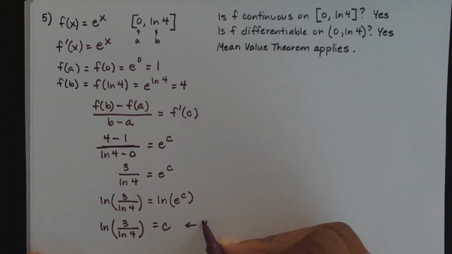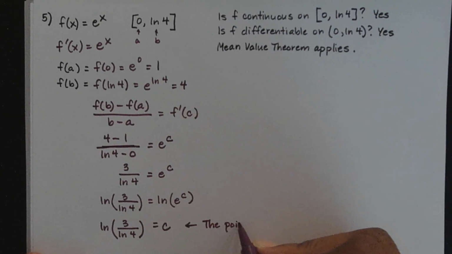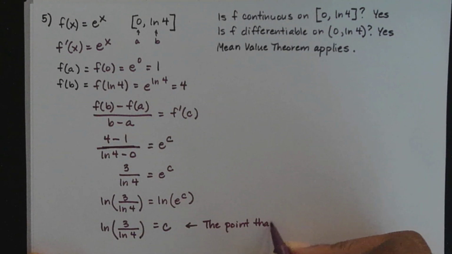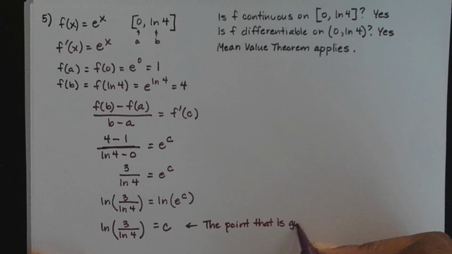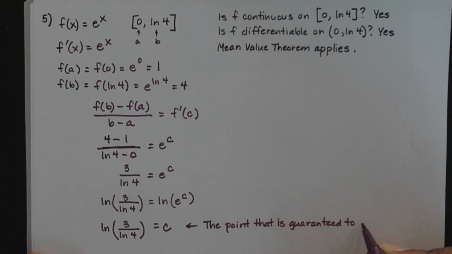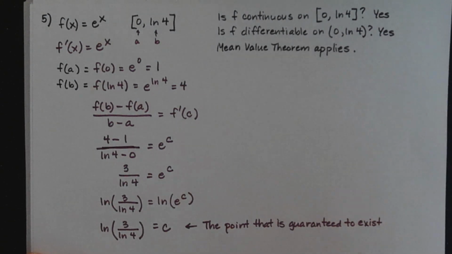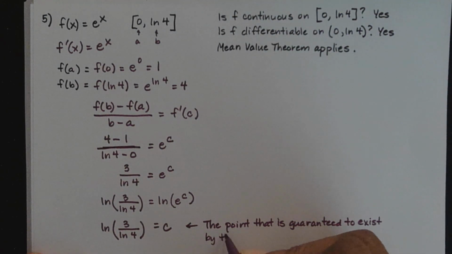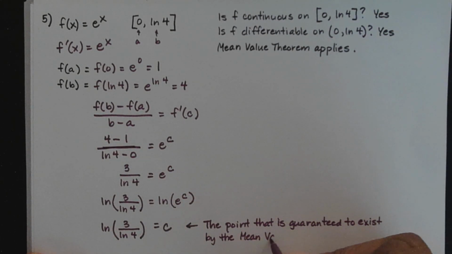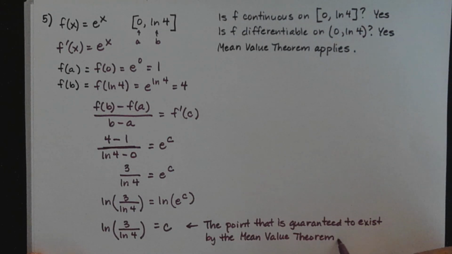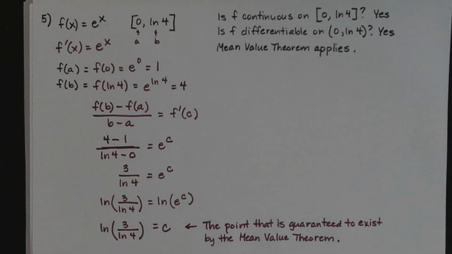So this represents the point that is guaranteed to exist by the mean value theorem. Okay. Now both problems 4 and 5 are from section 4.2.